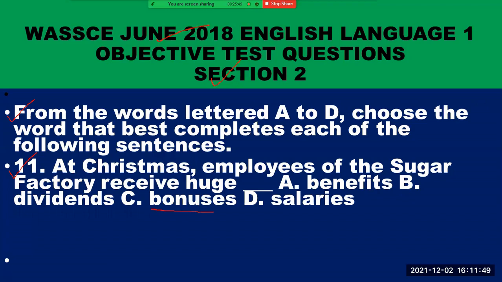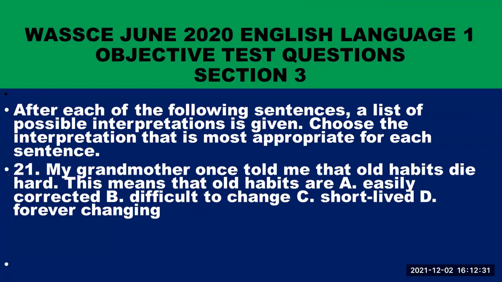Now, bonuses, that will be more appropriate, especially at Christmas. You have a kind of payment that employees receive at Christmas, and is notably called Christmas bonus. So bonuses will be the appropriate word. Well, salaries do not necessarily increase, but you know, you have bonuses. At Christmas, employees of the sugar company receive huge dash. All right. Okay, so now let's move to section 3, and we look at 3 years consecutively.